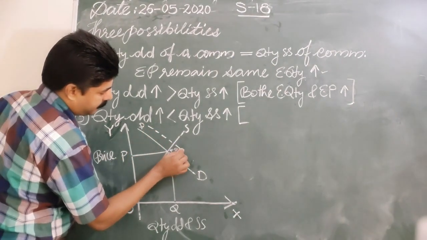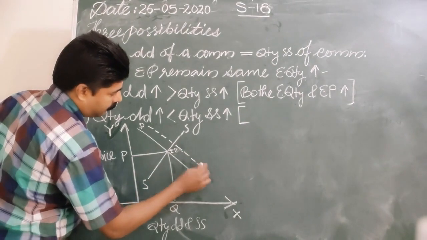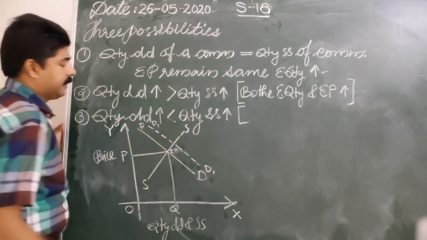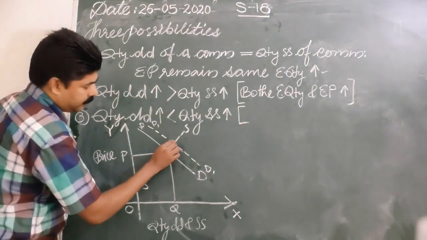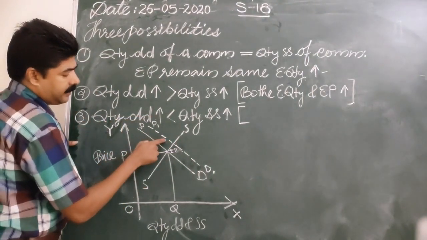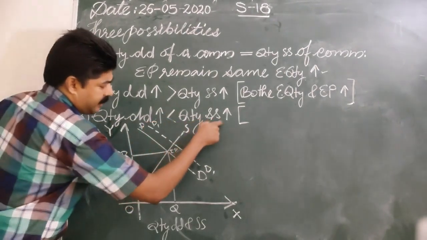This is an increasing demand curve. D1, increase in demand curve. Now what about another case? Quantity demanded increases less than quantity supplied.